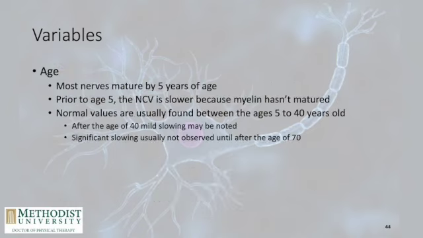So as far as patient age goes, most nerves will mature by about 5 years. Before that, they're just not mature, and we just have to consider that. We will have to do these sometimes on our pediatric patients if we're going to determine something like Duchenne's muscular dystrophy or another pediatric pathology. So you have to take into consideration that if you're using this modality on someone under the age of 5, the latency time is not going to be the same. Also, after the age of 40, there might be a little bit of slowing noted, and definitely after the age of 70, significant slowing is noted.